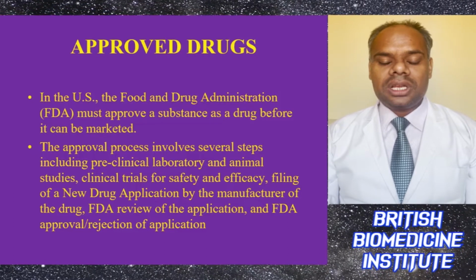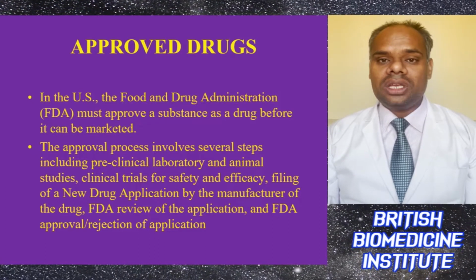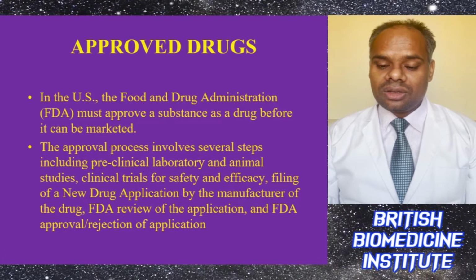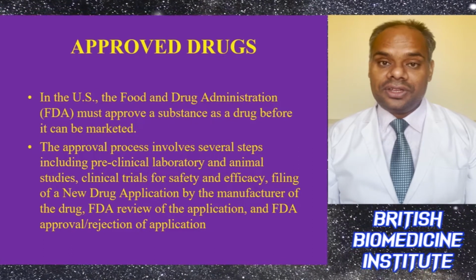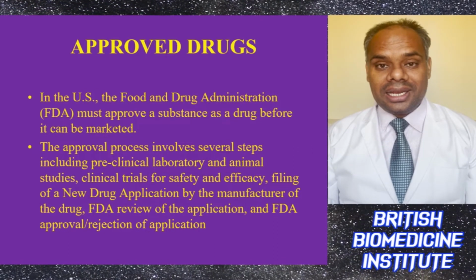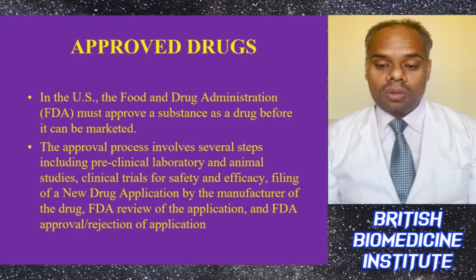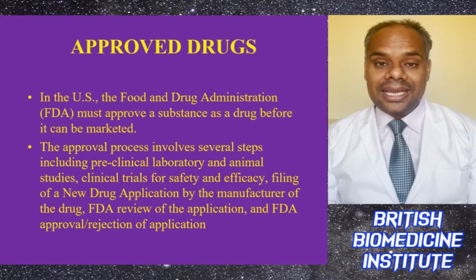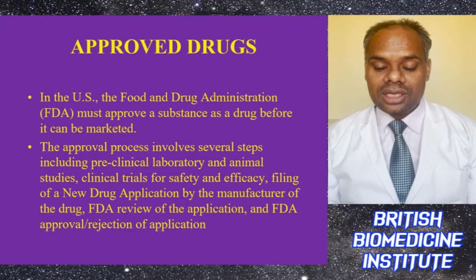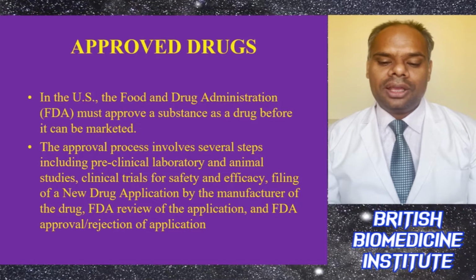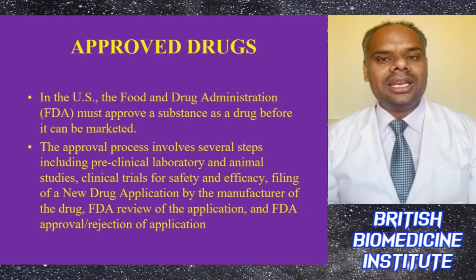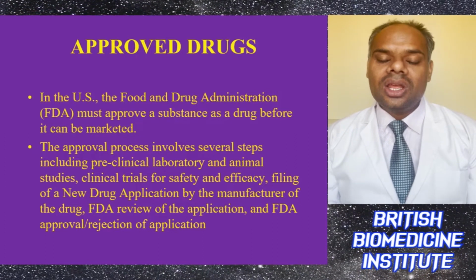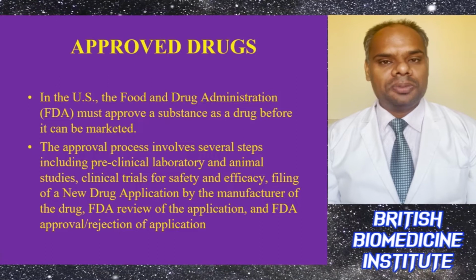The approval process involves several steps including preclinical laboratory or animal studies, clinical trials on healthy subjects for safety and efficacy, and filing a form like an NDA, the new drug application, or an IND, the investigational new drug application, to the FDA, which will be reviewed by the FDA. The FDA can then issue an acceptance letter or rejection letter based on the application submitted by the sponsor.